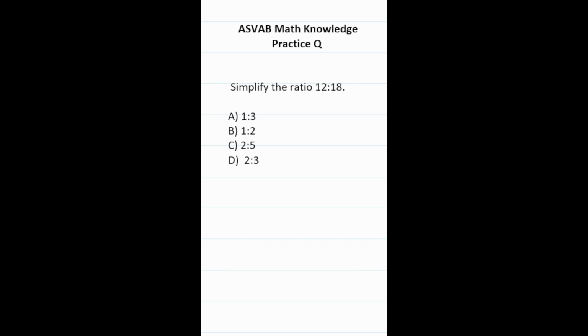This ASVAB PiCAT Math Knowledge Practice Test question says simplify the ratio 12 to 18. So we're given the ratio 12 to 18, and we want to simplify it. In other words, we want to find a number that goes into both 12 and 18 evenly. You should recognize right away that both 12 and 18 are divisible by 6. Specifically, 12 divided by 6 is going to be 2, and 18 divided by 6 is going to be 3. So when we simplify this ratio, it becomes 2 to 3. That's all there is to that one. Don't overthink it because it's as simple as that.